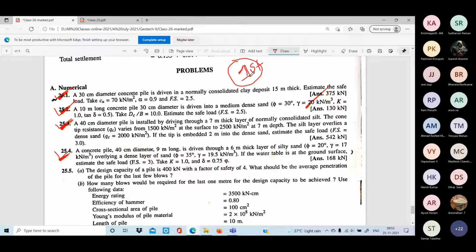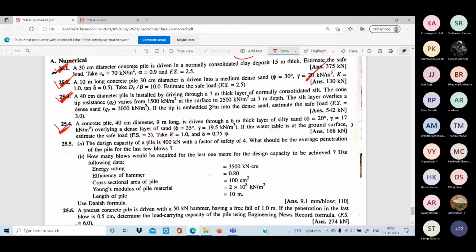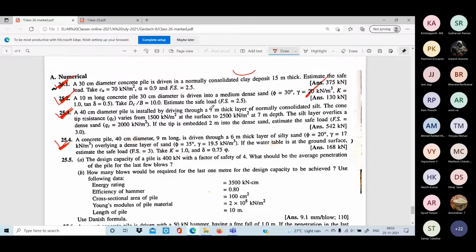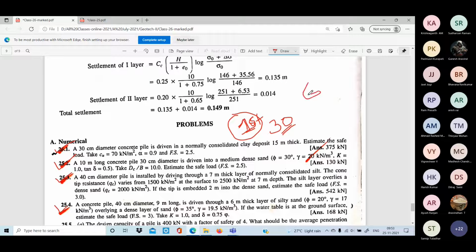Fourth, we have our semester exam. That carries 30 marks, okay? Semester. So what I'm thinking is, maybe 6 problems, I will give 6 into 5.